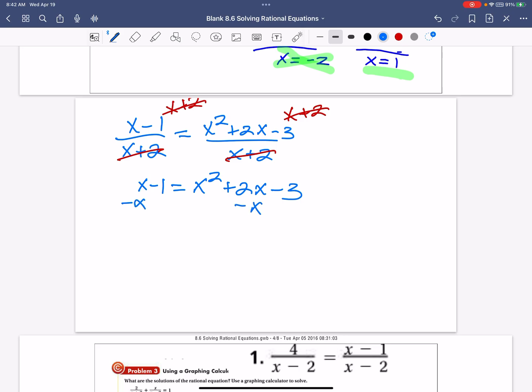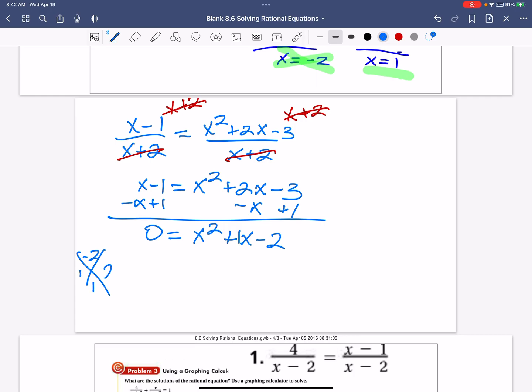So we subtract x from both sides and add 1, and then see if the result factors. So we have 0 equals x squared plus x minus 2. So again, we think about the cross, -2 on top, +1 on bottom. Only factors of 2 are 1 and 2. It's got to be 2 minus 1. 2 minus 1 equals +1.